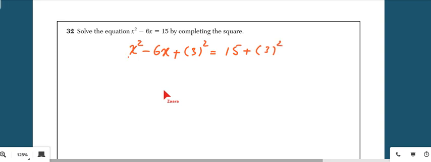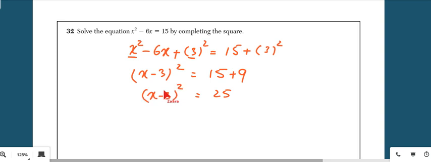Then on the left side, I will get x minus 3 whole square, which is equal to 15 plus 9, that is equal to 25. So x minus 3 whole square is equal to 25. Now I am taking the square root and I will get positive and negative values. So it will become x minus 3 equals positive or negative 5.